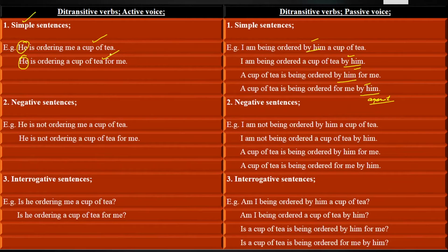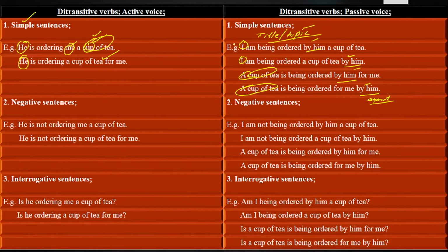And next one, when you bring the me, the indirect object, or a cup of tea, the direct object, in the place of subject, like me you make I, and a cup of tea at the beginning. Here it will be called subject, no doubt, but it will not be called the doer of an action. It will be called the title or topic subject. You know what is title and topic subject? A person, place, or a thing in a sentence which we are talking about is called title and topic subject.